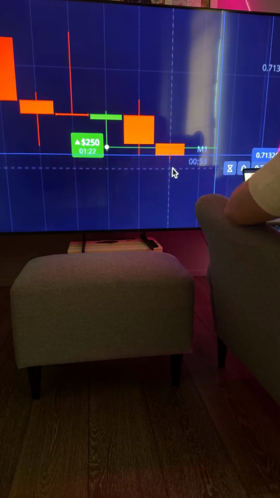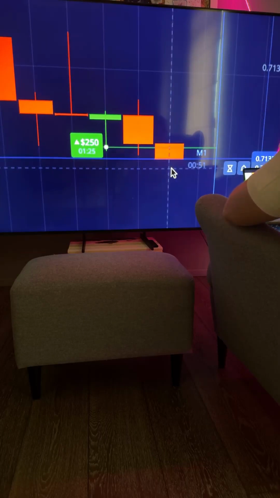There's 1 minute and 30 seconds left. Let's monitor the situation and expect growth here.